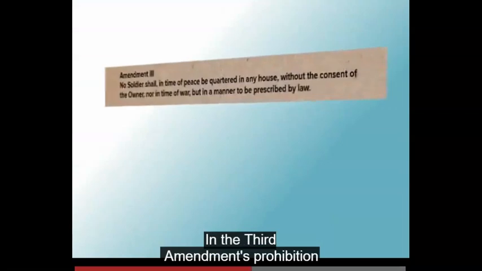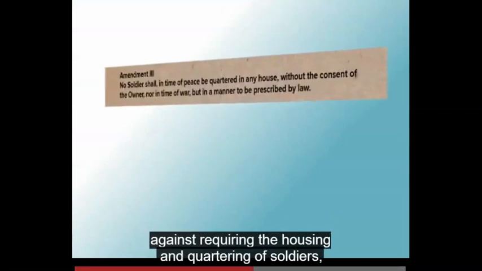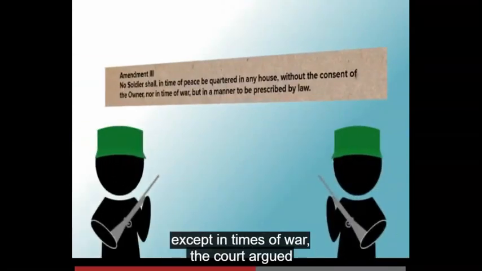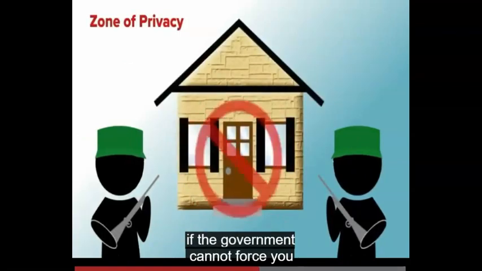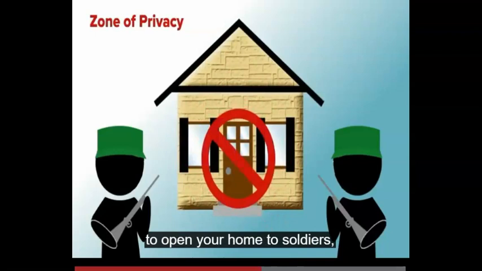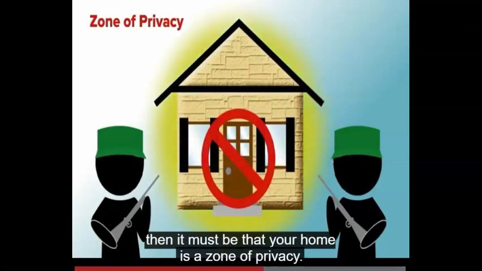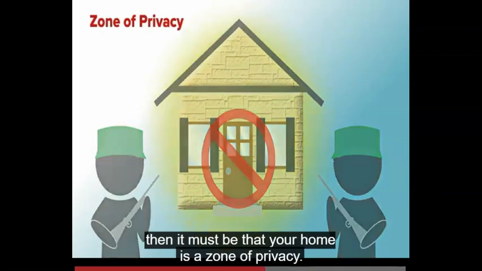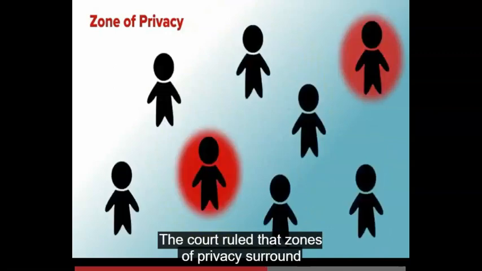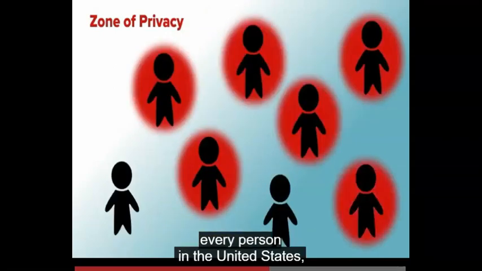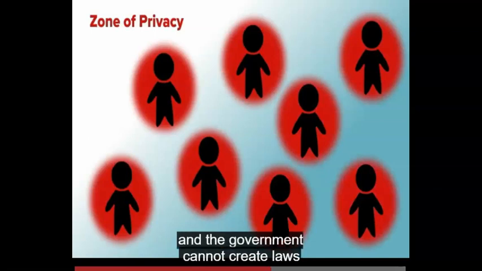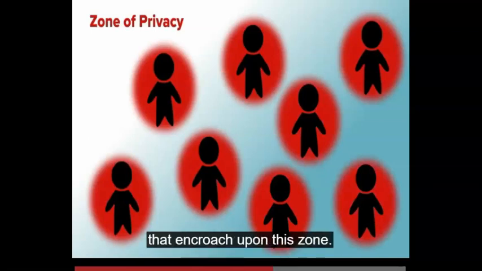In the Third Amendment's prohibition against requiring the housing and quartering of soldiers except in times of war, the court argued if the government cannot force you to open your home to soldiers, then it must be that your home is a zone of privacy. The court ruled that zones of privacy surround every person in the United States, and the government cannot create laws that encroach upon this zone.